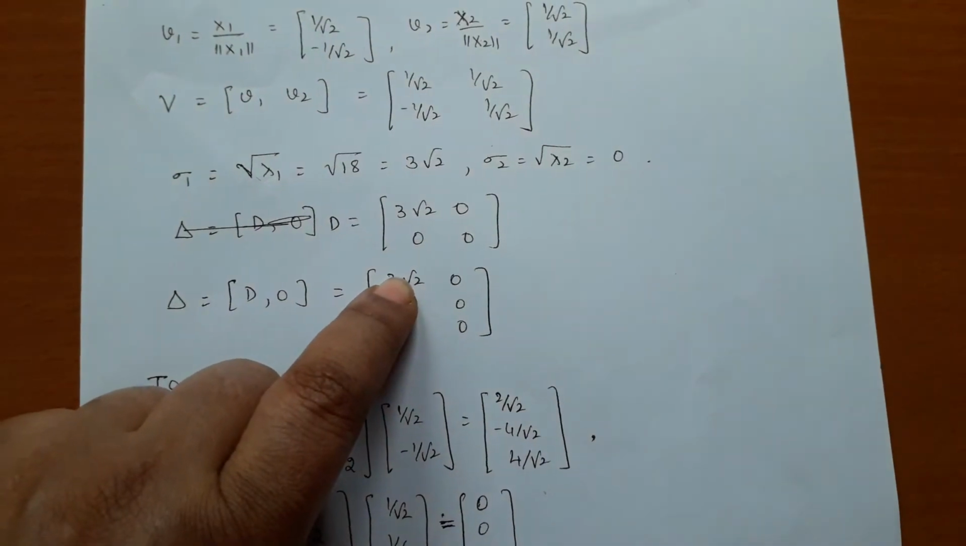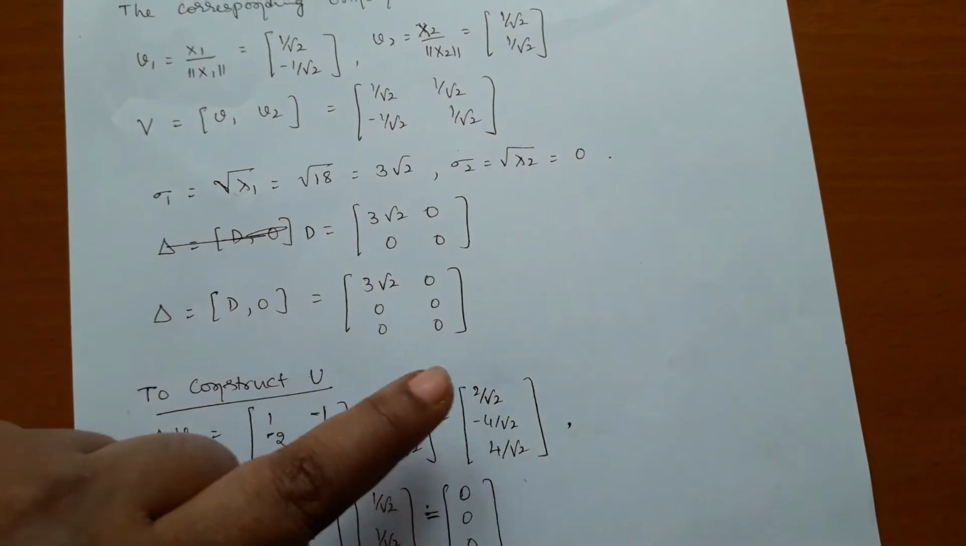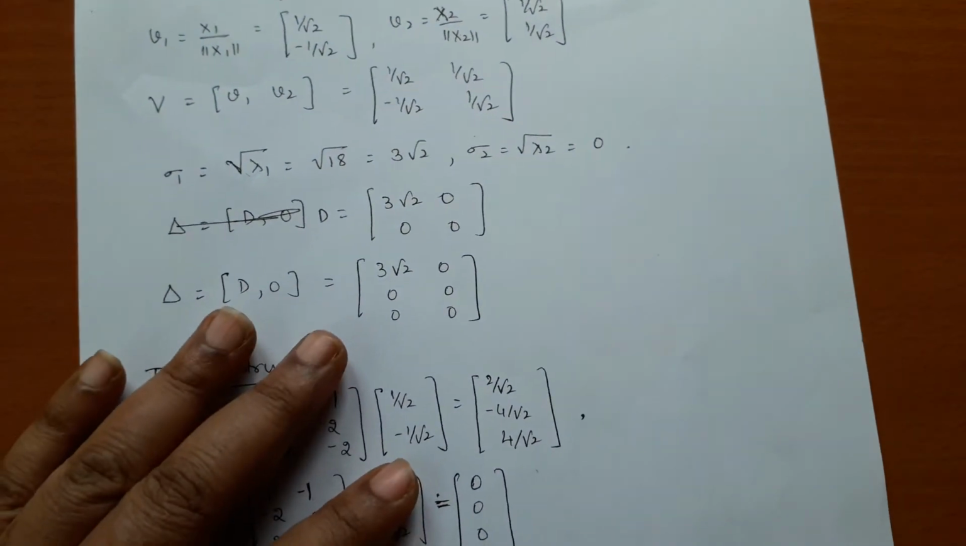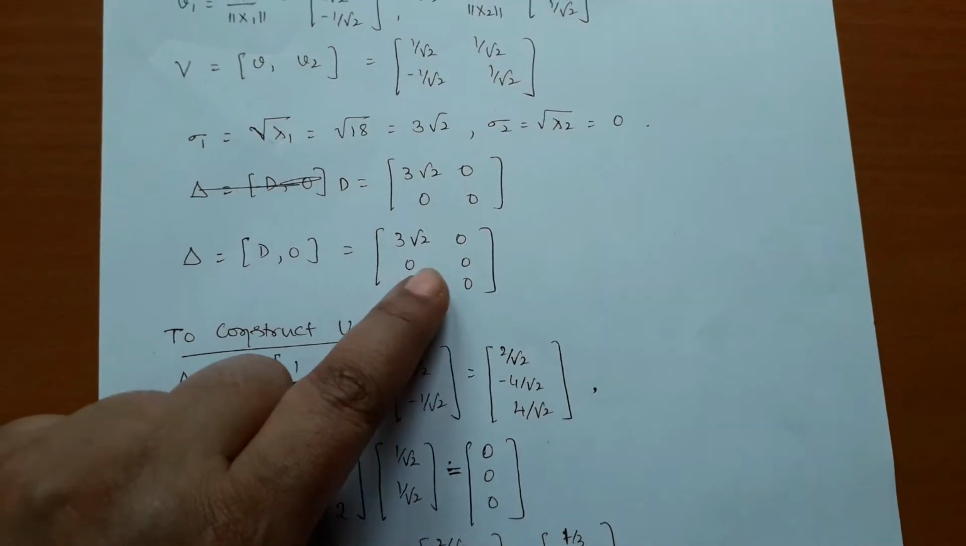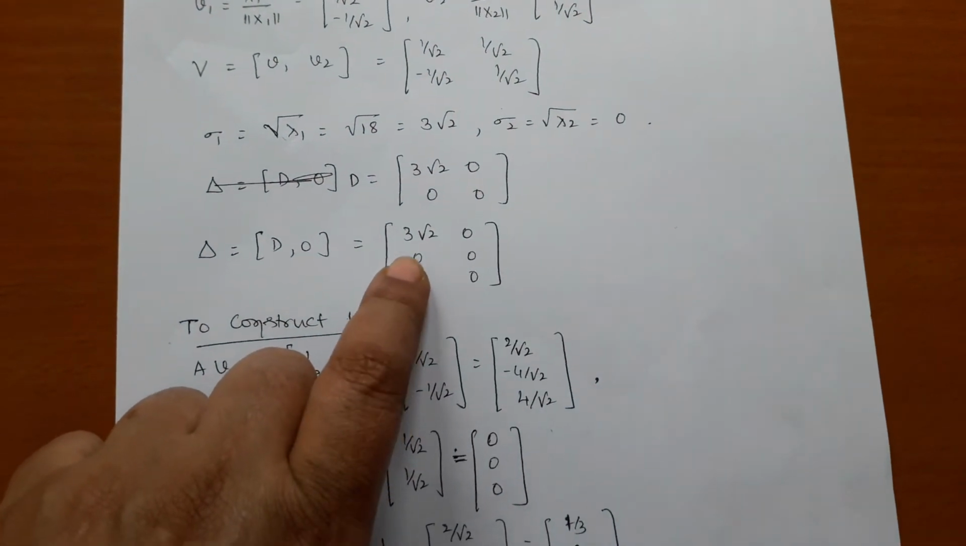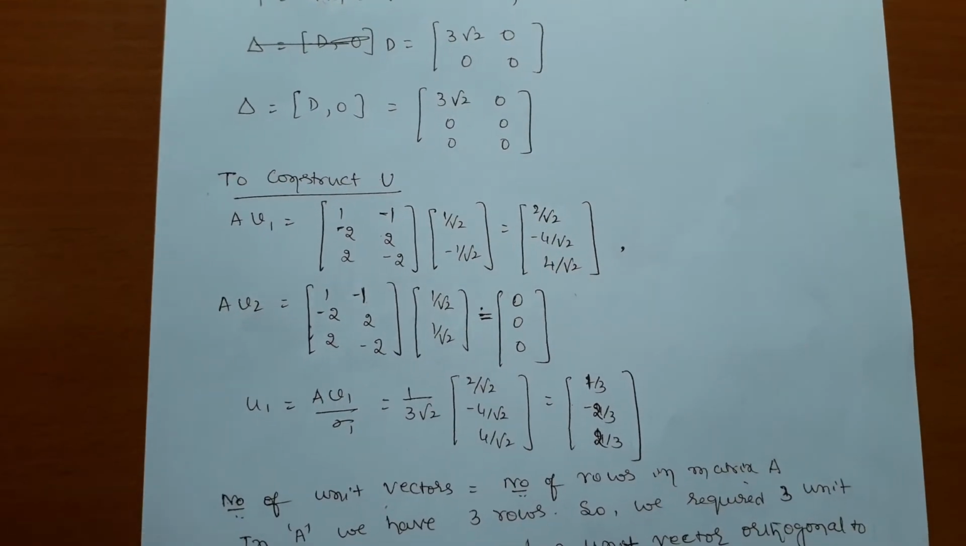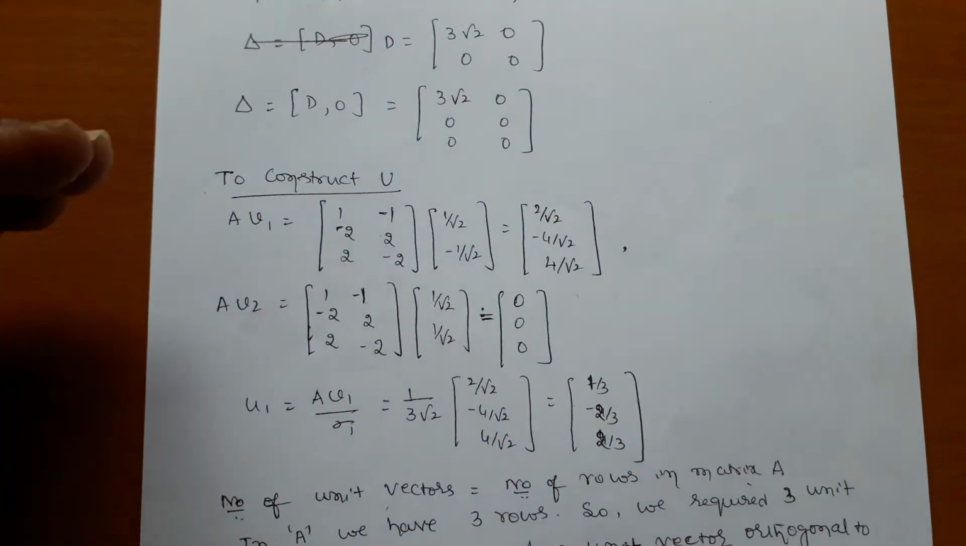Replace it with the non-zero singular value, 3 root 2, 0. This is not there. But how many rows do you have in the given matrix? 3 rows. Therefore, make it 3 rows with the help of zeros. This you already know. And then, if you want to construct, you have to find AV1, AV2.